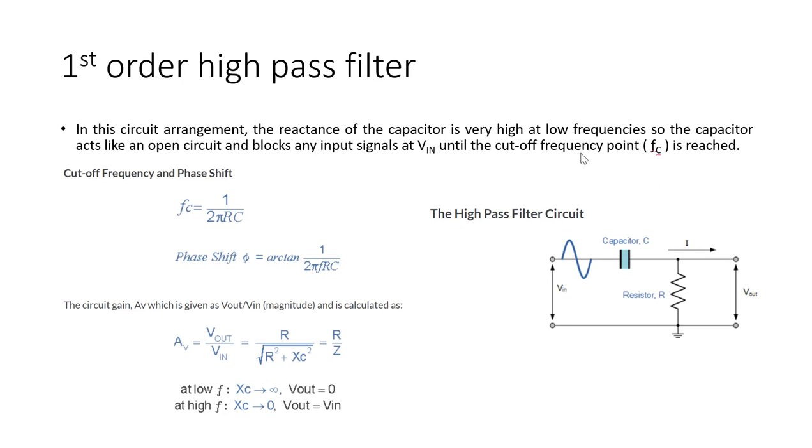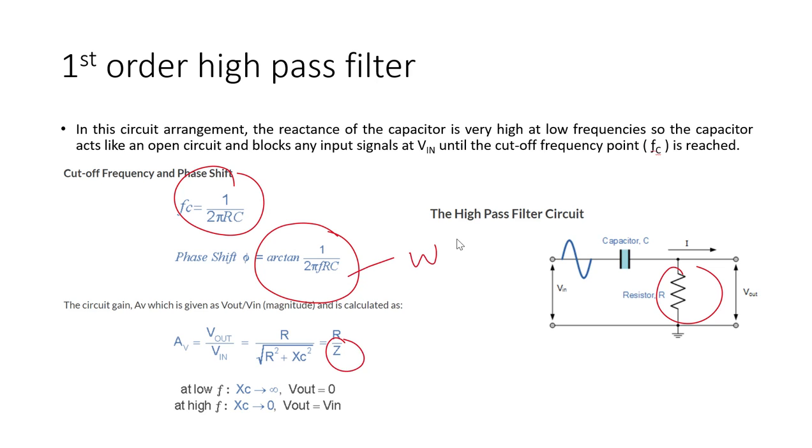The first order high pass filter has the same frequency equation as the low pass filter, the only difference being that its structure is different. We take the output from the resistance instead of the capacitor. The Fc is 1 over 2 pi RC, and the phase is tangent inverse of y divided by x of this total Z. This is the phase, calculated from the omega equation.